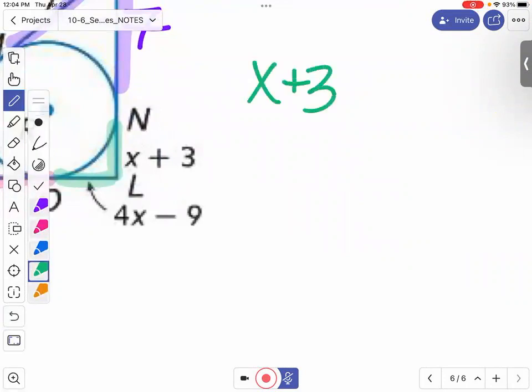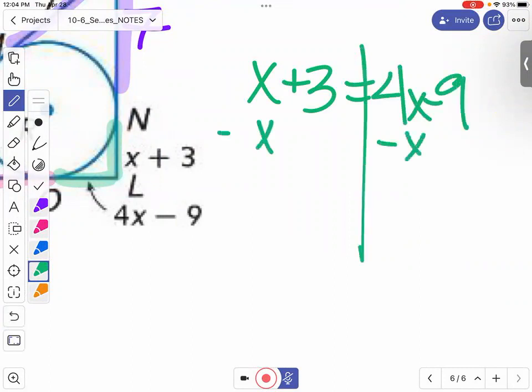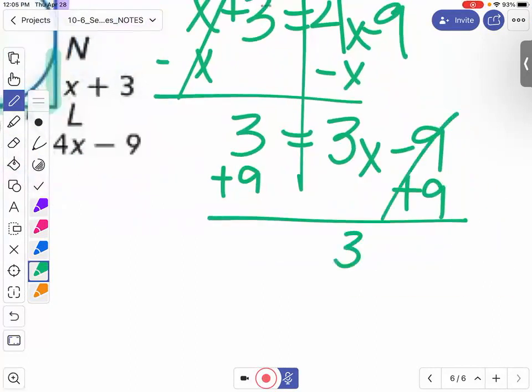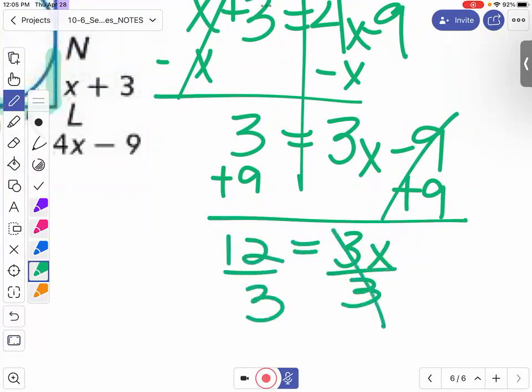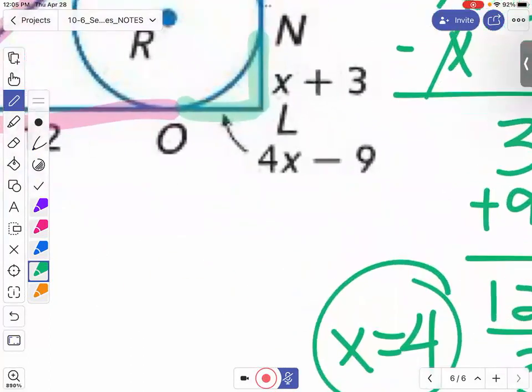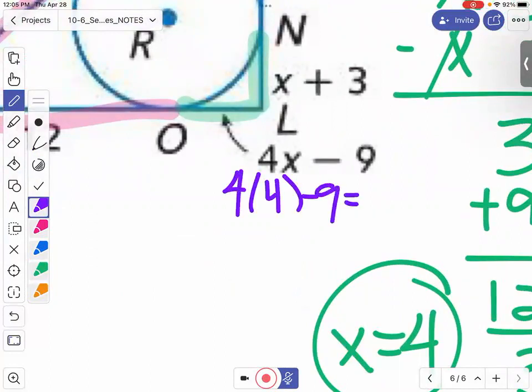So there's where I can solve for my X. So my X plus 3 has to equal 4X minus 9. Let's subtract that X from both sides. My 3 is equal to 3X minus 9. Add the 9 back. My 3X is a 12. When I divide out that 3, my X is a 4. So there's the first piece. Now I need to go back and plug this in. So 4 times 4 minus 9 gives me a 7. If I do that to X plus 3, 4 plus 3 gives me a 7.